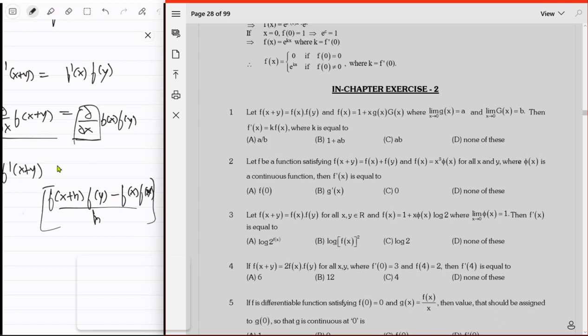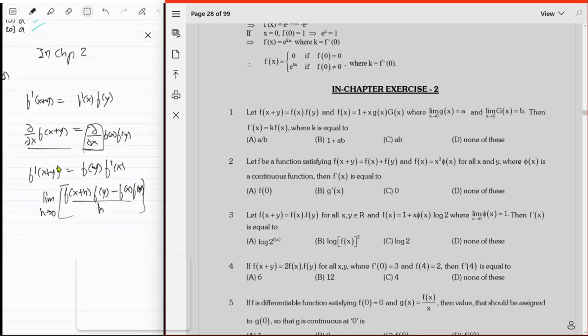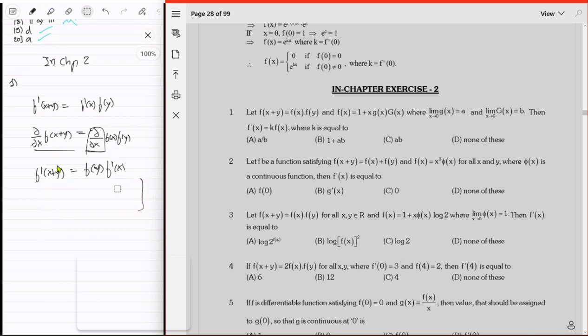And the limit, of course, as h tends to 0 of this thing. So this is basically the same thing as f of y, because you can take that out of the limit, and then you just have f dash of x, right? So you get this equation, and then similarly you will get something for this, like f dash of x plus y is equal to f of x times f dash of y, just taking partial with respect to y of this equation, right? Now what we can do is just put y equal to 0 in this equation.